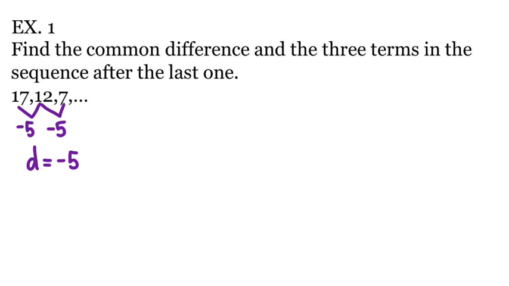So 7 minus 5 is 2. 2 minus 5 is negative 3, and negative 3 minus 5 would be negative 8. The common difference is negative 5. That's the number that you're adding or subtracting each time, and then you can continue the pattern.